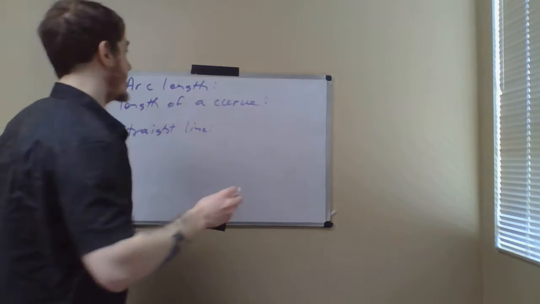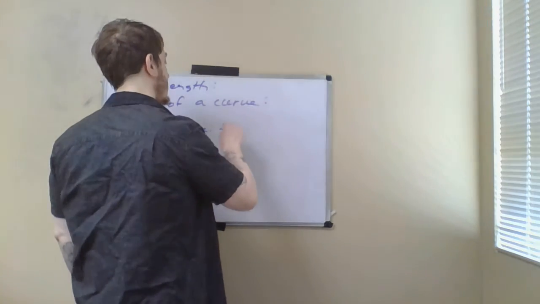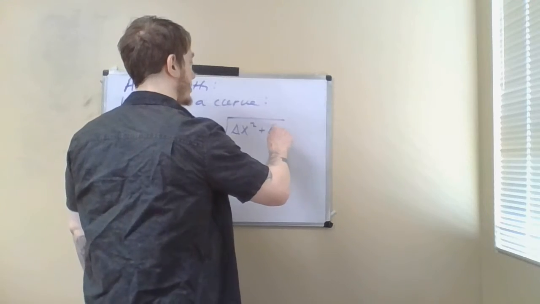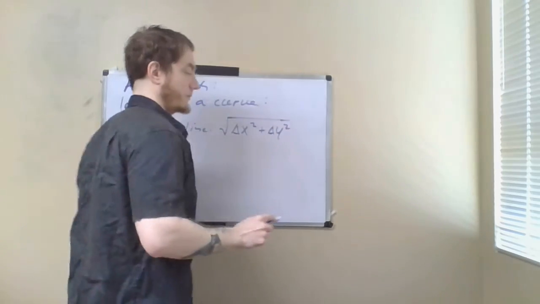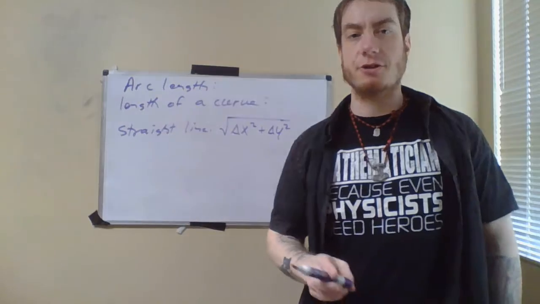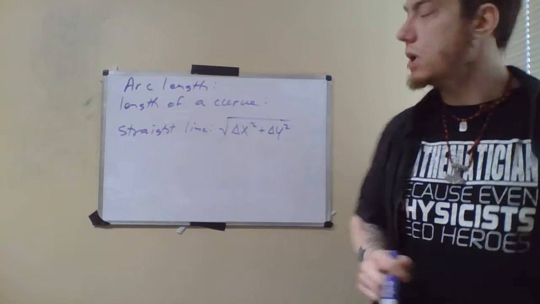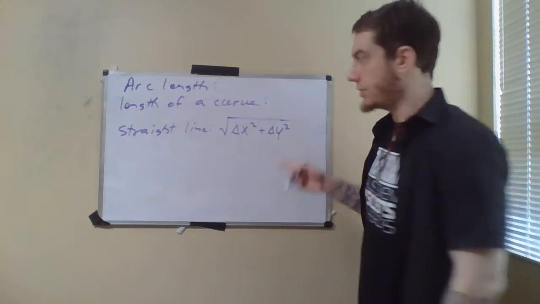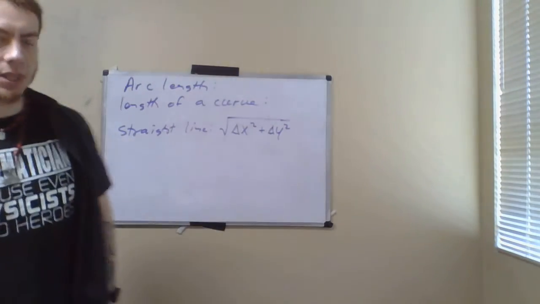Well, in the case of a straight line, the distance is going to be the square root of delta x squared plus delta y squared. So that is actually not too bad to do. And this, of course, is just the Pythagorean theorem. So that's where that comes from.